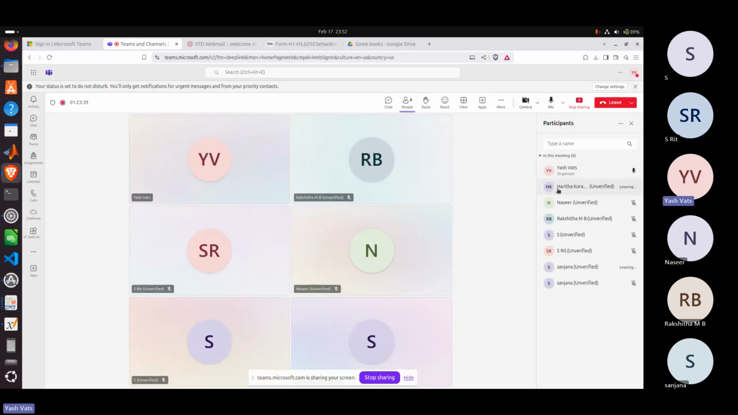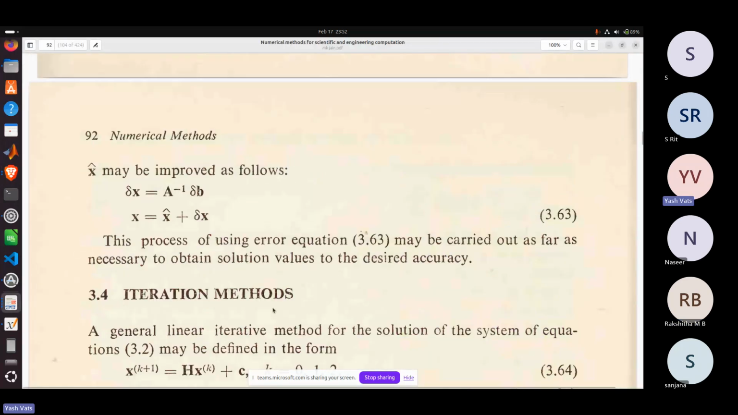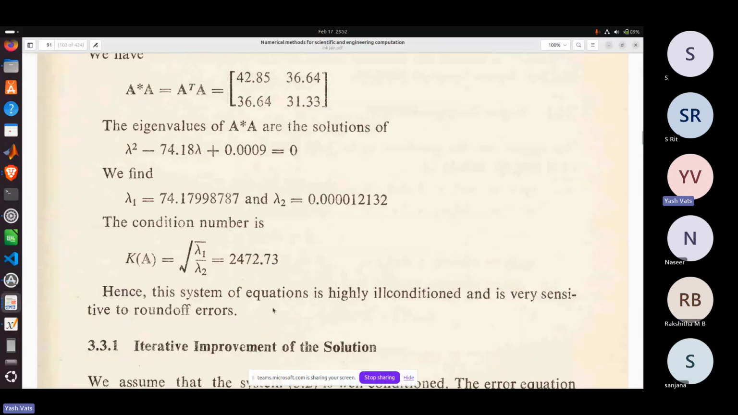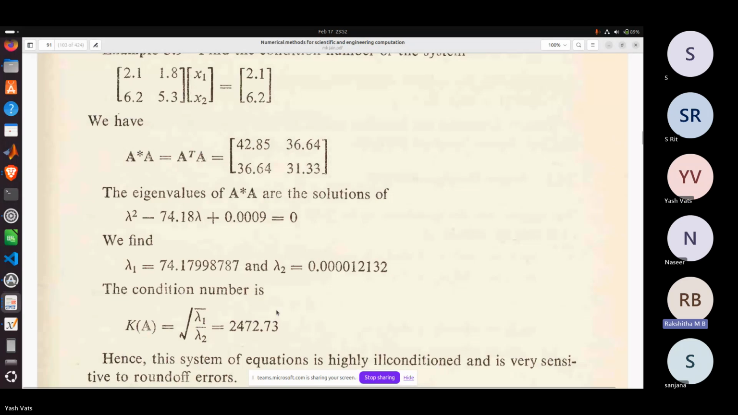Any doubts you can ask now. If you have any problems, just ask. Sir, which one is this one? A star A. Yes, sir, A star. Can you explain once, sir, what A star is?